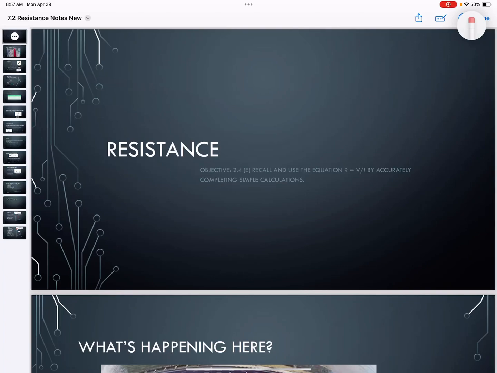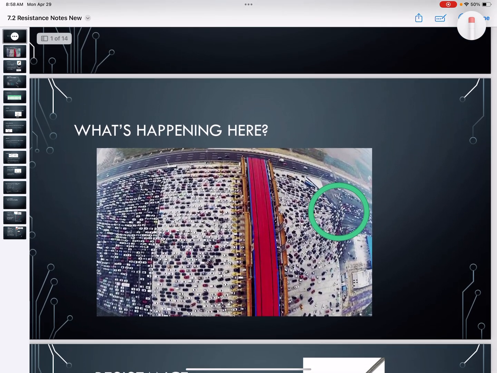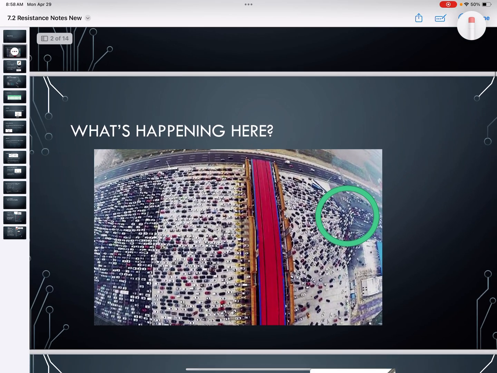Good day, everyone. Today we're going to be looking at the second half of our content on electricity and talking about what it means for something to offer electrical resistance. So I want to start with an analogy to electrical resistance with a picture of the worst traffic jam you could ever imagine.